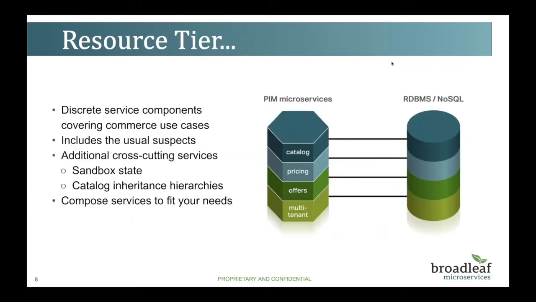Let's talk specifically about the resource tier. The resource tier services generally serve to cover the use cases related to e-commerce. These range from PIM-related services like catalog service for merchandising products and categories to cart-related services like search and customer profile. We also have cross-cutting concern services that manage aspects across multiple services. This includes sandboxing and tenant services.